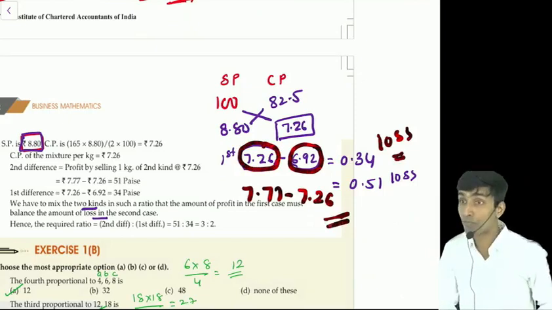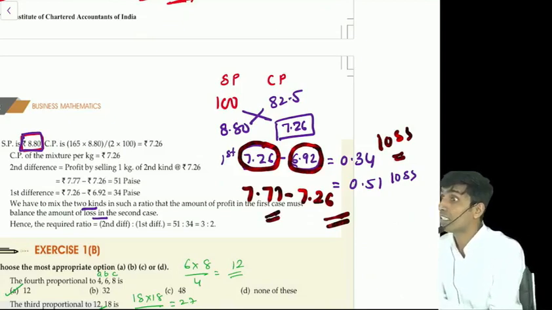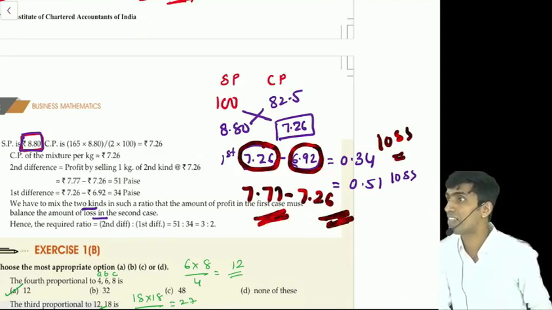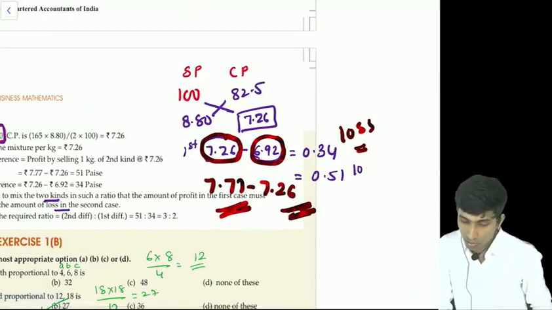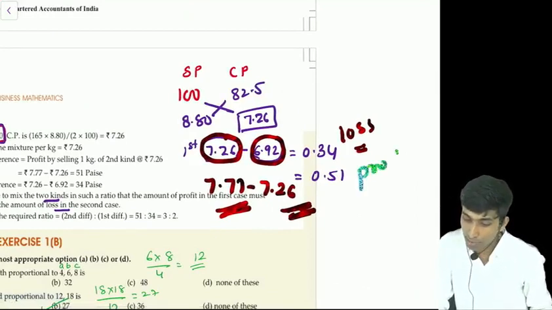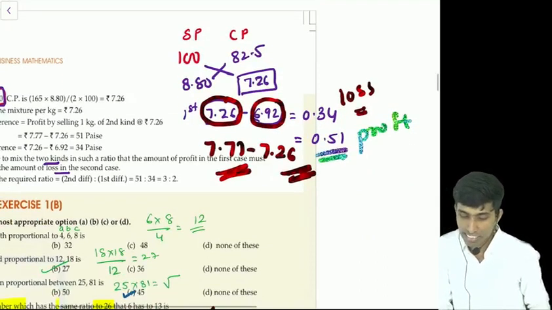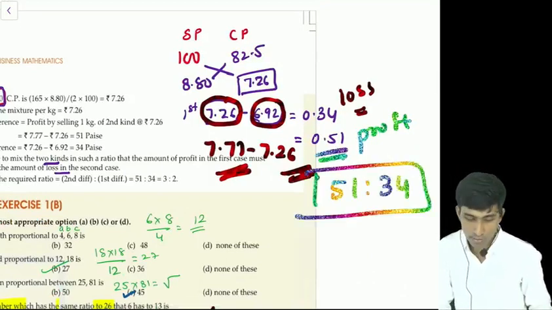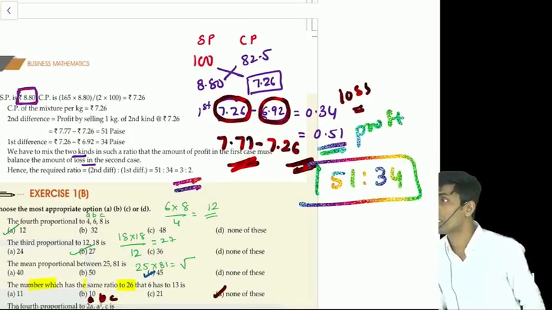Profit. Why profit? Because the cost of the mixture is 7.26 and cost of the second tea is 7.77. So how I will take the ratio? Because overall now, this is profit. Overall I am having profit. So profit should come first and next the loss. Tomorrow I will teach you one shortcut. 51:34. This is the way to get. Check here. 3:2 is the required ratio. Okay. Understood?